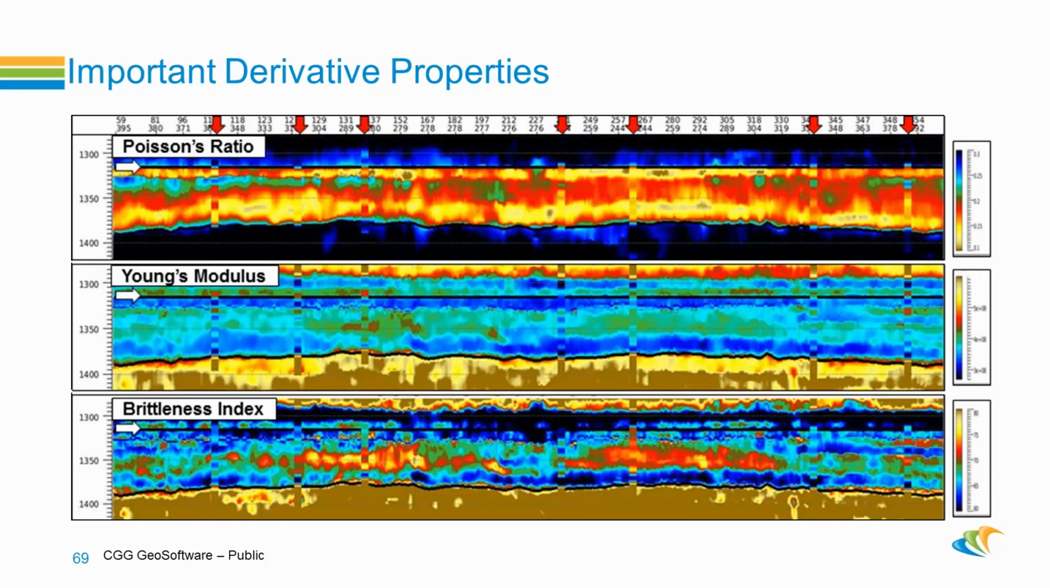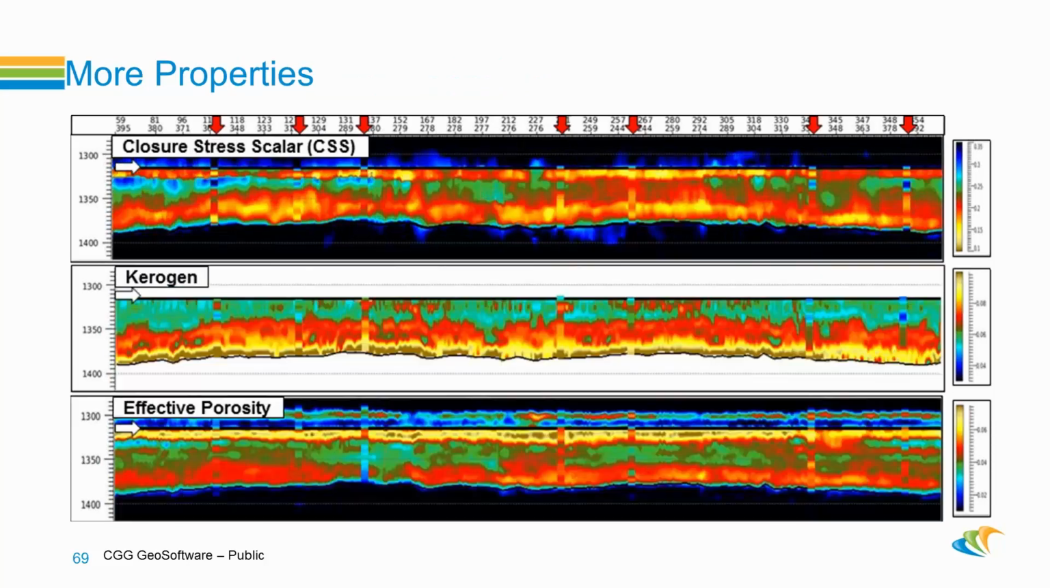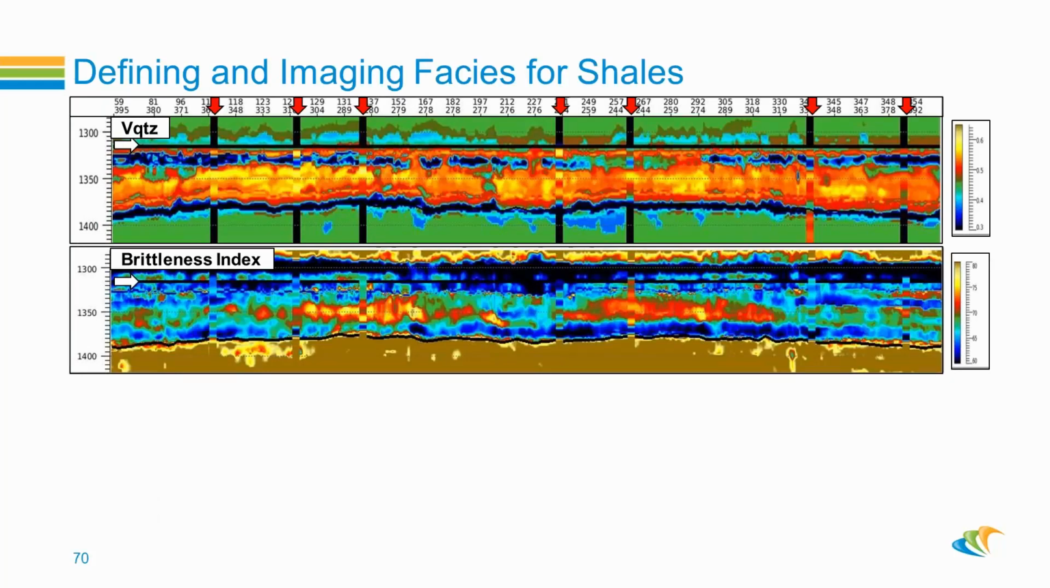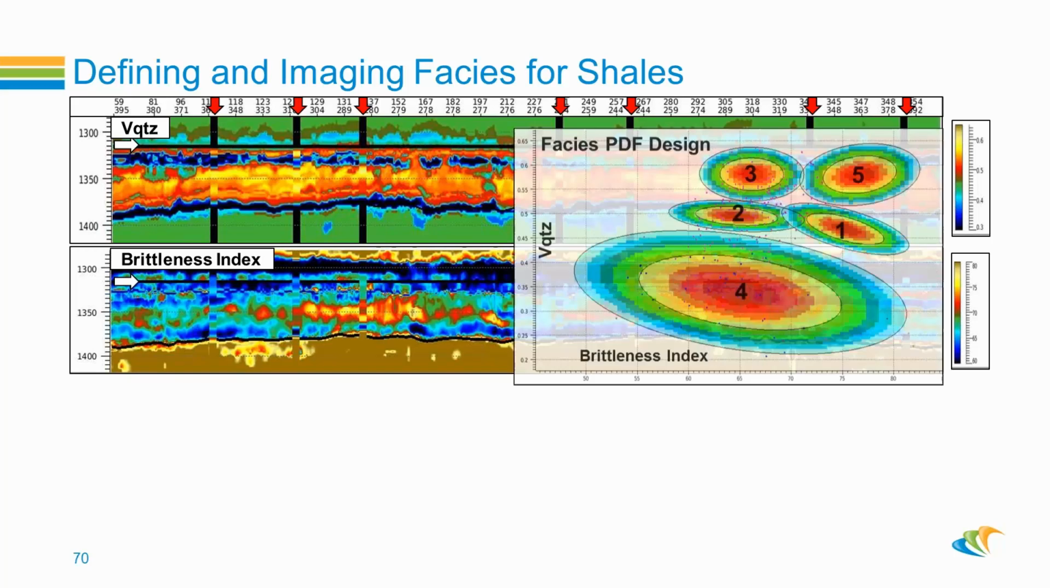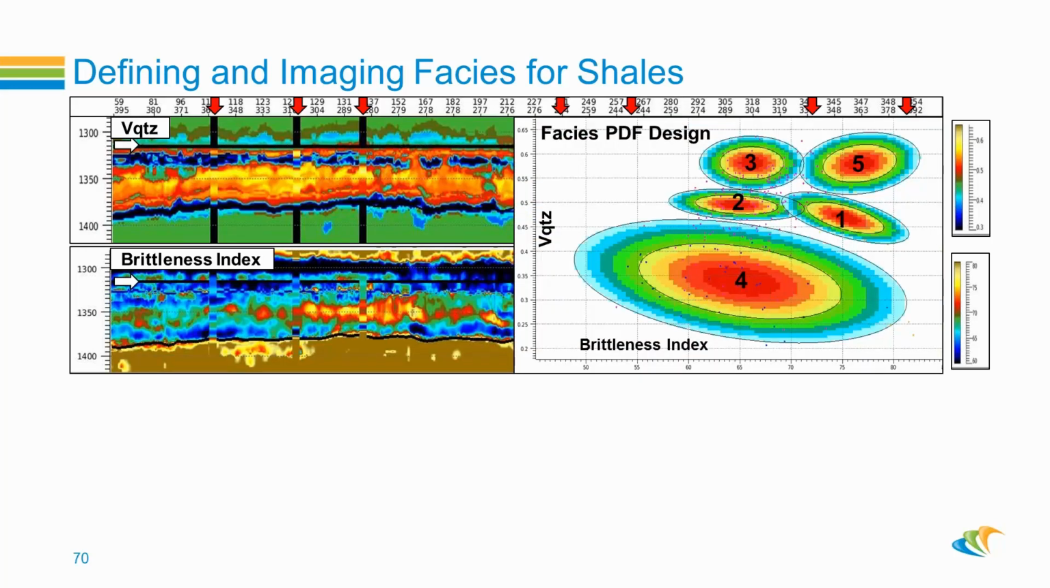There are some formulations for these properties calculated from P impedance, shear impedance, and density. And then closure stress scalar can be calculated, quartz content can be calculated, and effective porosity can be calculated using those parameters. And finally, V-quartz and also brittleness index. Using these two, we are able to identify brittle and promising locations. And the cross plot is shown here, which is showing 5 different facies, and PDFs fit to those facies to be able to apply it on the inversion results.